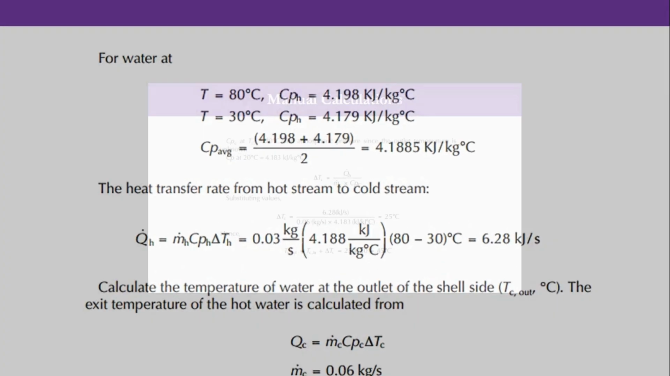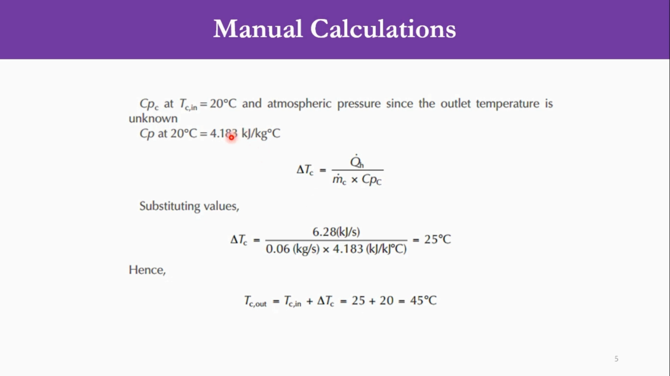So the Cp at the inlet point is 4.183 kilojoule per kg degree centigrade. Delta T of C is equal to Q of H divided by M of C into Cp of C. So Q of H is 6.28, that is equal to Q of C. Mass flow rate is 0.06 kg per second. Well, the Cp of the cold side at 20 degrees centigrade, obviously we can now take the value at one temperature, so that is 4.183. So delta T of C comes out to be 25 degrees centigrade.